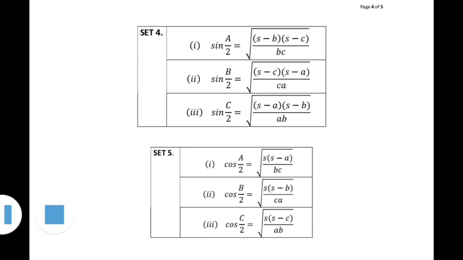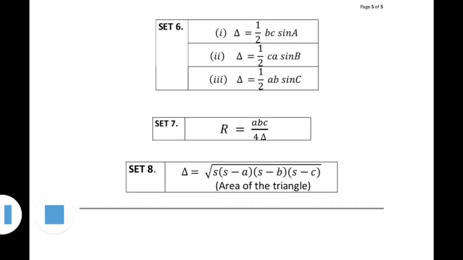Here in set 6 there are different expressions of delta, that is the area of the triangle. First, delta equals to half bc sin A. This bc sin A means bc into sine of the angle between the sides b and c, and same for the next two. That is, secondly, delta equals to half ca sin B, delta equals to half ab sin C.